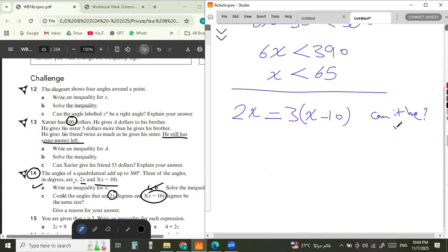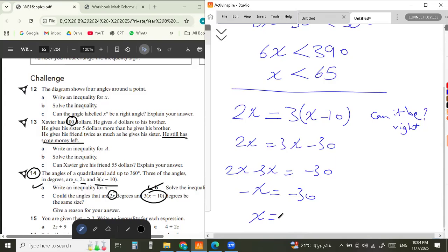Could it be right? Let's see. I'm going to expand this. So 2x equals 3x minus 30. Get the 3x to the other side. So 2x minus 3x equals negative 30. So negative x is negative 30. So x is 30.